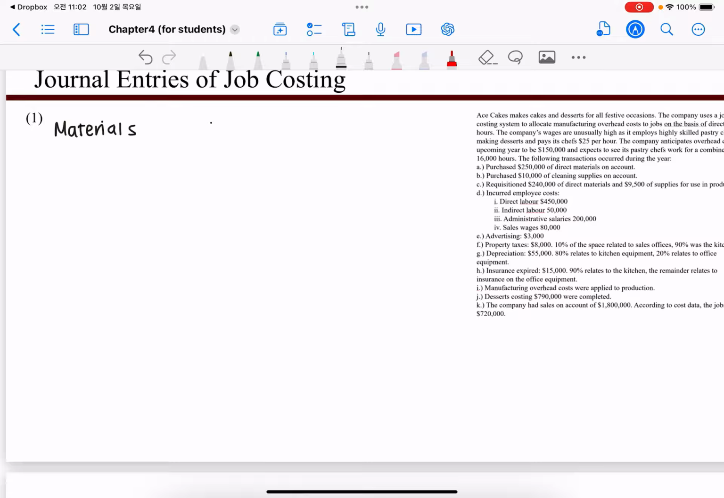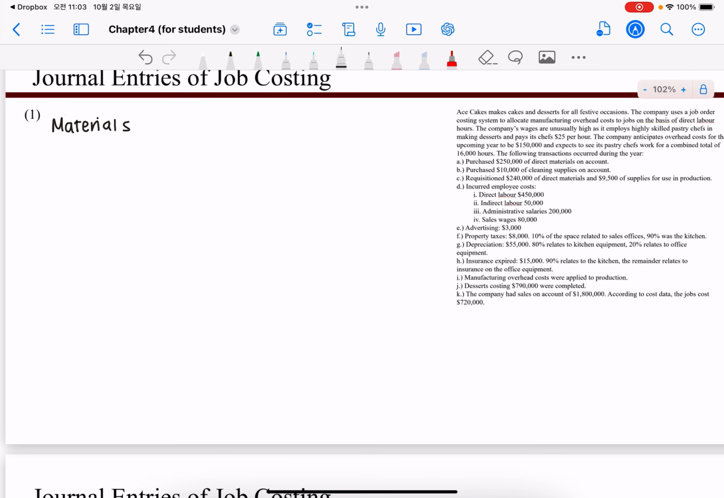By the way, you can use control after whatever the item is, or you can just leave it off and just say materials, okay? It's just to show you that it is one of the accounts when we are preparing a journal entry. So since we are purchasing on account, we are going to credit accounts payable, both by the $250,000.